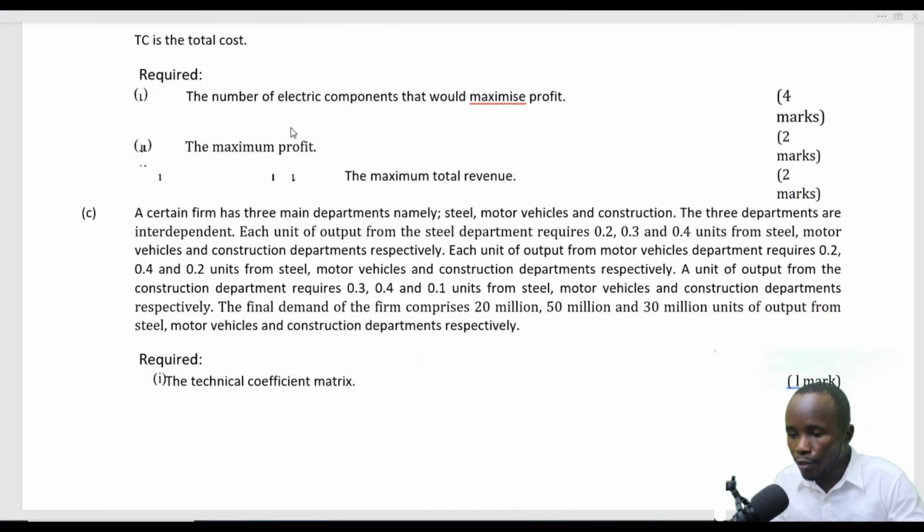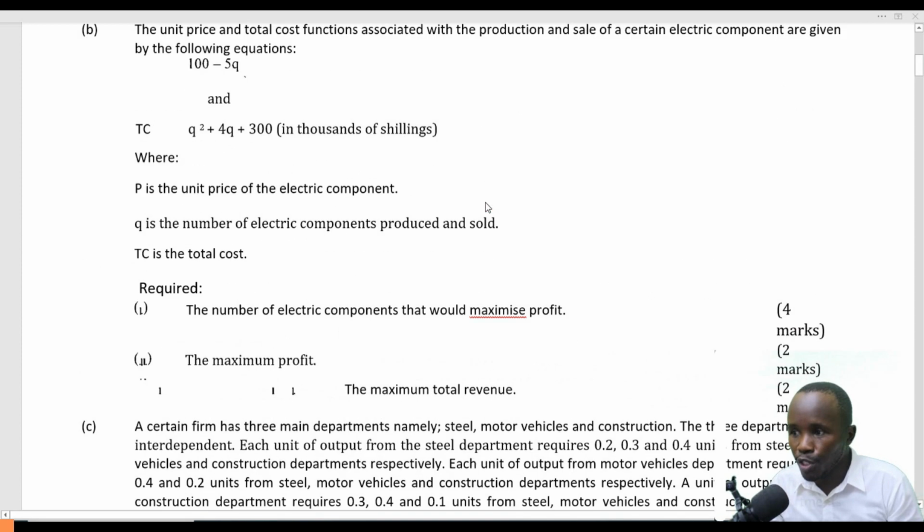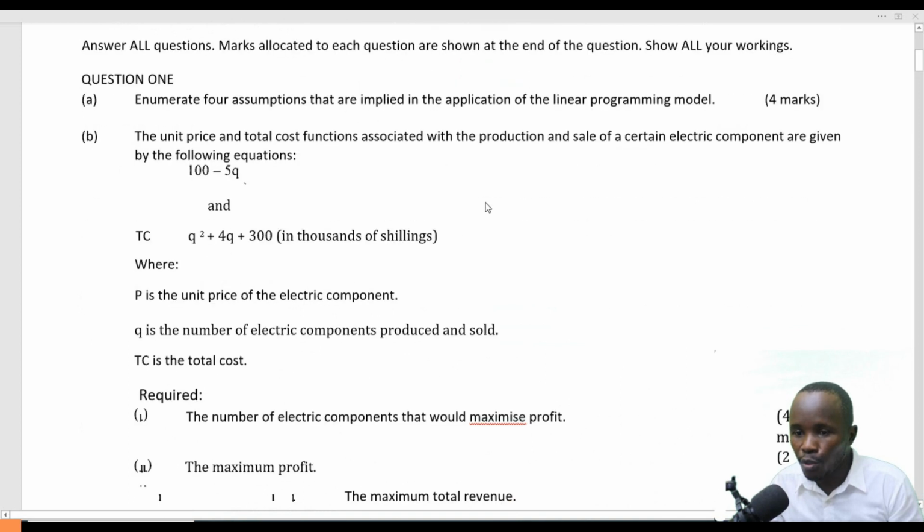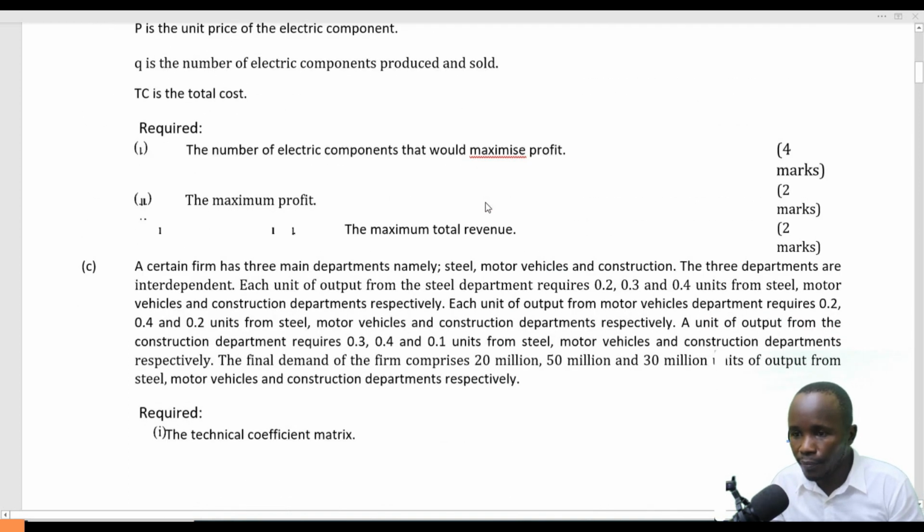So welcome to another lesson. We are continuing looking at the questions that have been tested by KASNEB on application of matrices. And here I have a question that was tested in May 2018, and it was question number 1C.